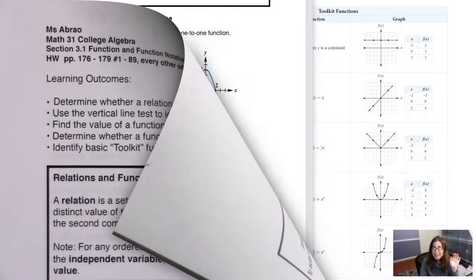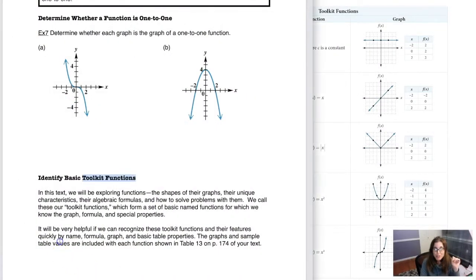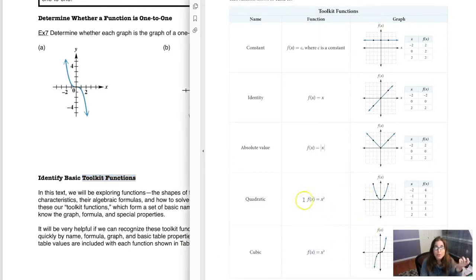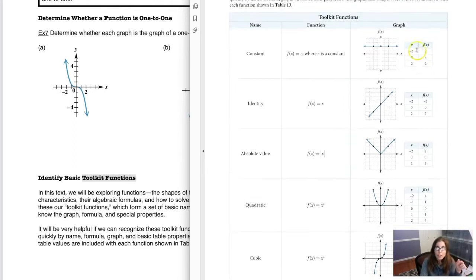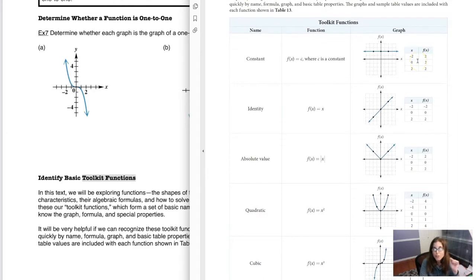Hey, Math 31, before we get out of here, I just want to show you your basic toolkit functions, and they're on page 174 of your text. If you head over to your text, you can see all of them. Our toolkit functions by name, by function, by graph, and there's even some tables here. At the end of this video, I'm going to show you how you can activate your tables on your graphing calculator, which will be extremely helpful, especially when we have to graph the more difficult problems.